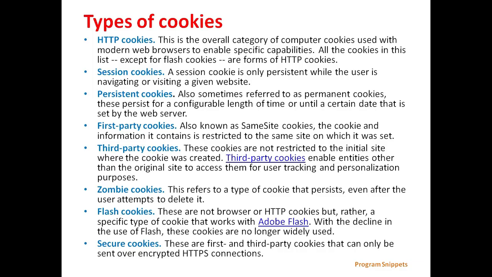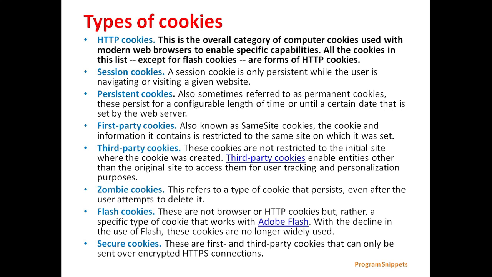There are different types of cookies. First is HTTP cookies. These are the overall category of computer cookies which are used with modern web browsers to enable specific capabilities. All the cookies in this list except Flash cookies are forms of HTTP cookies.